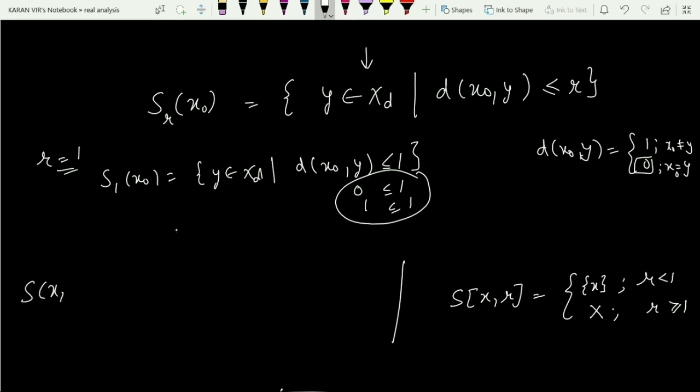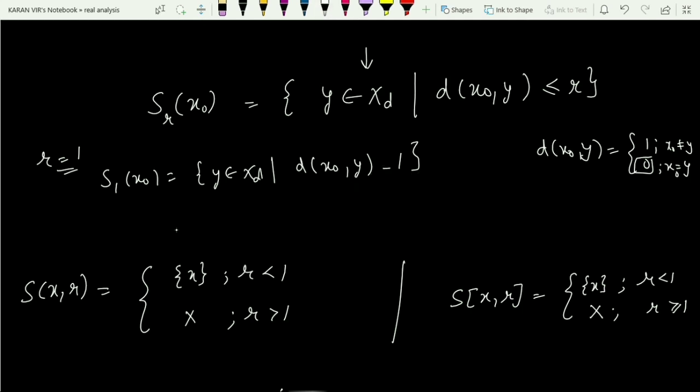Now let me recall also for you guys. So the open sphere in this case, when r is less than 1 or when r is greater than 1, here also it was singleton, here also it was x. But what about when r is equal to 1 and we are talking about the open spheres? Just remember students, here it will be strictly less than 1.